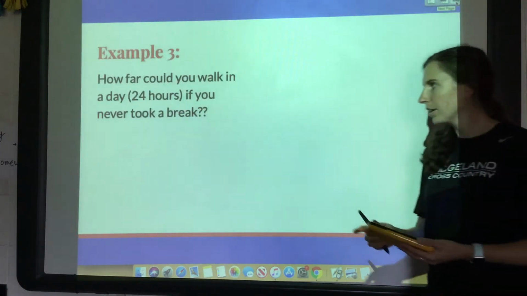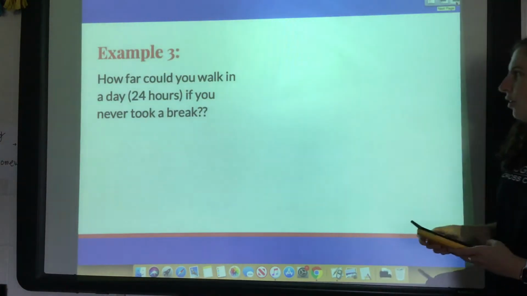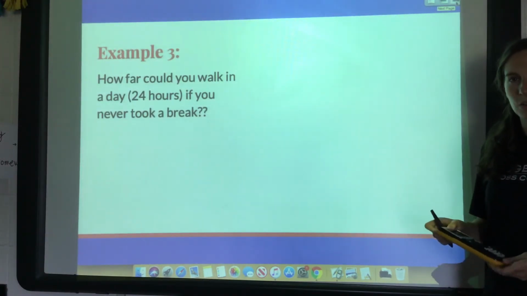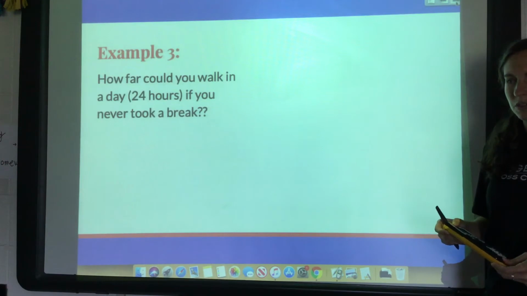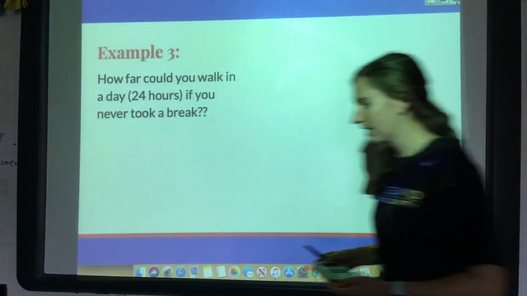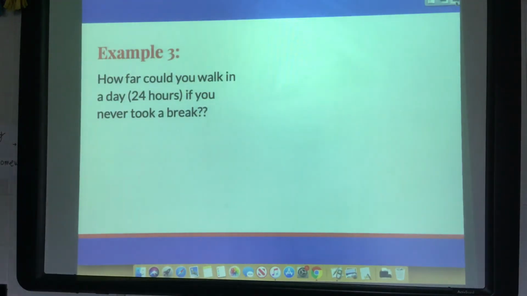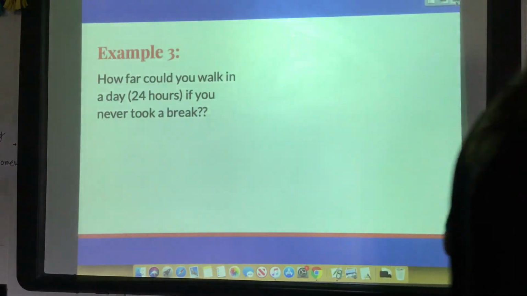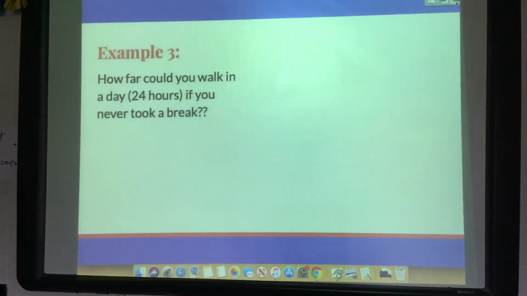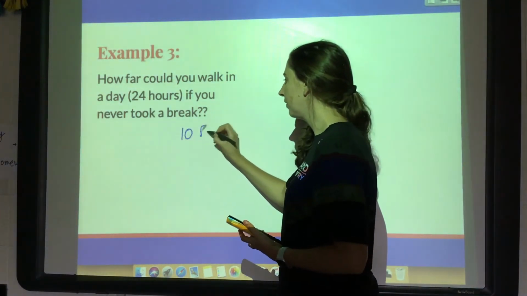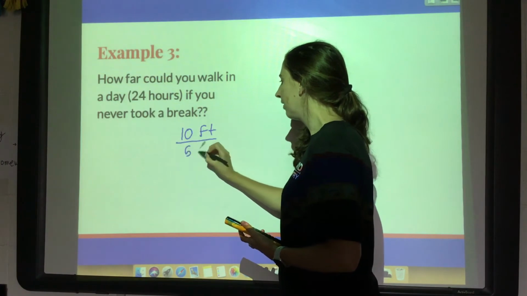All right, example number 3. How far could you walk in a day if you never took a break? So again, time yourself for maybe 5 seconds. Here, I'm gonna see how far I can go. 1, 2, 3, 4, 5. I made it, it looks like 10 squares on the floor, so 10 feet. So I made it 10 feet in 5 seconds.